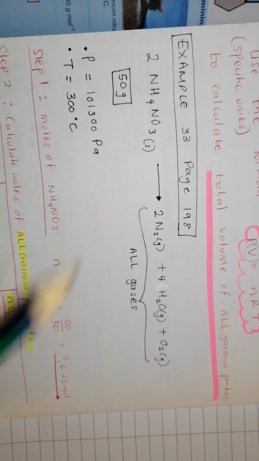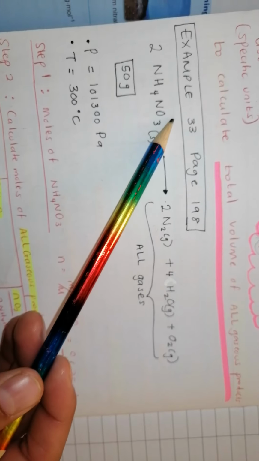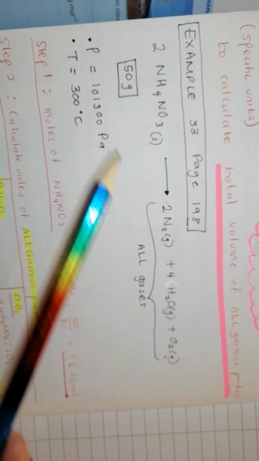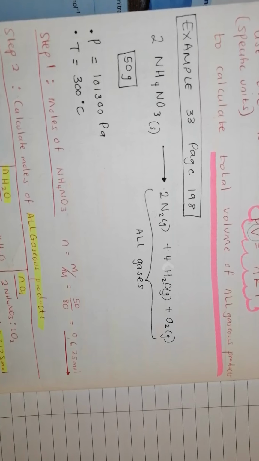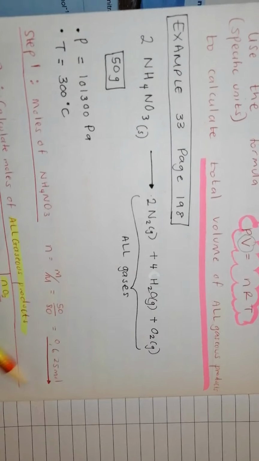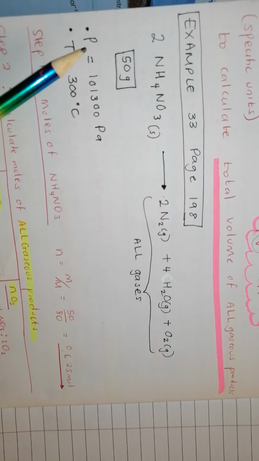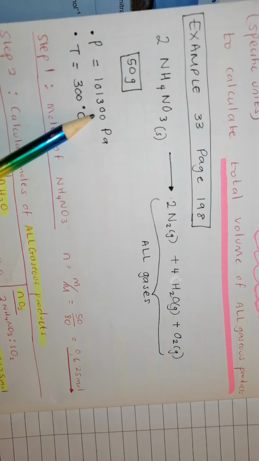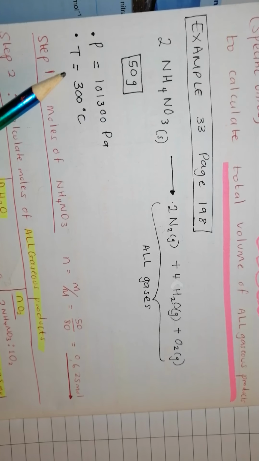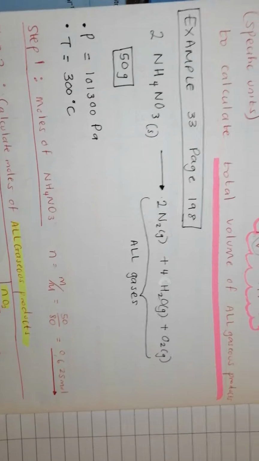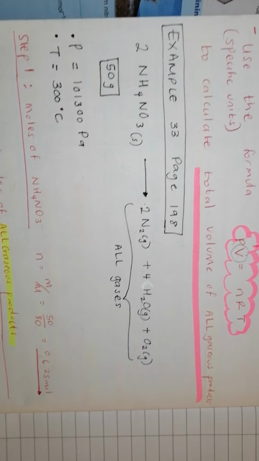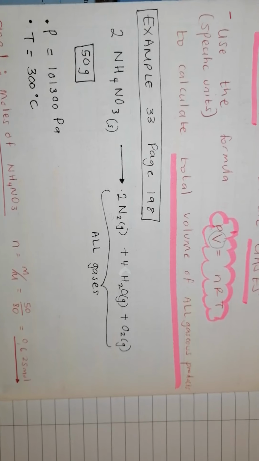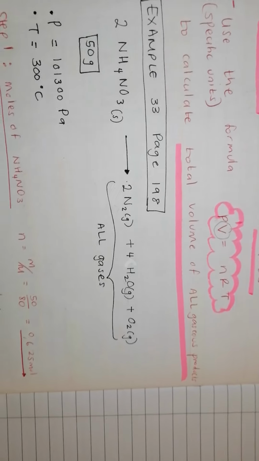Right, now they told us that we started off with 50 grams of ammonium nitrate, which is the reactant, and from there we need to now work out the volume of gases in the product. And they also told us that this reaction happens at a pressure of 101,300 pascals, and the temperature is 300 degrees Celsius. Now you guys can read the full example on page 198, but I'm just going to show you the main ideas of how to calculate this.